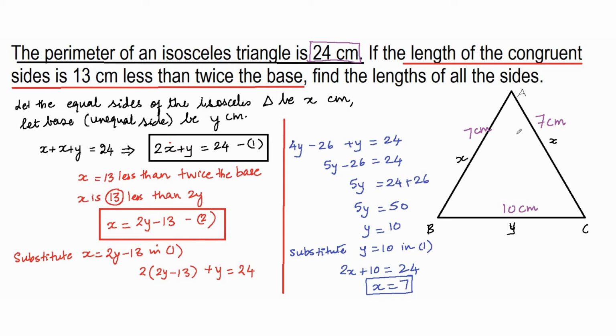The length of the congruent side, that is 7, is 13 centimeters less than twice the base. What is the base? The base is 10. Twice the base would be 20, and 13 less than that would be 20 minus 13, which is 7, and that matches the length of the equal side that I have. So the solution exactly matches the given requirements, and hence our answer is correct.